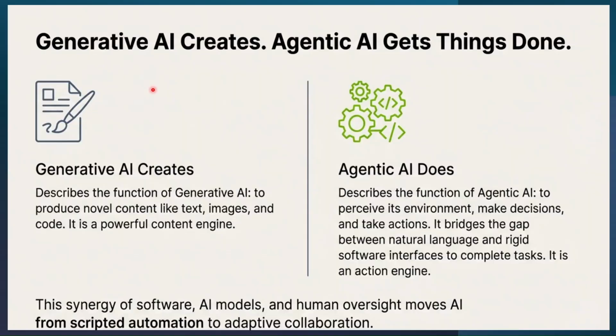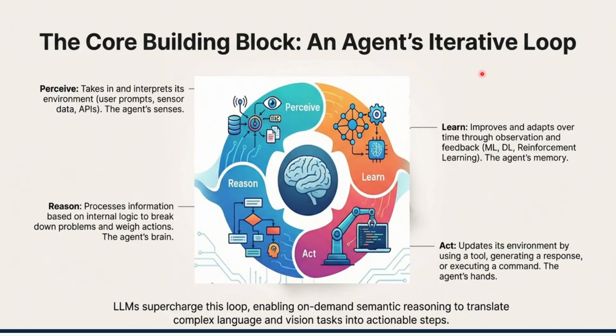Let's start our conversation with generative AI. Generative AI helps us to create the content, whereas agentic AI is going to help get things done. Let's see how it does. It works on very basic fundamentals: perceive, reason, act, and learn, and repeat the same thing again and again.